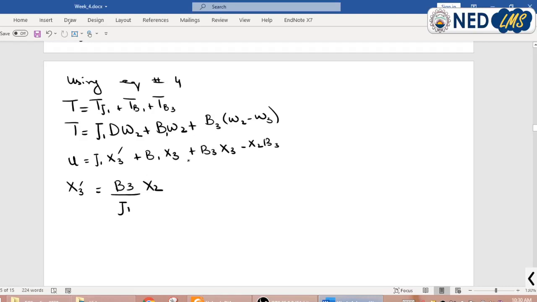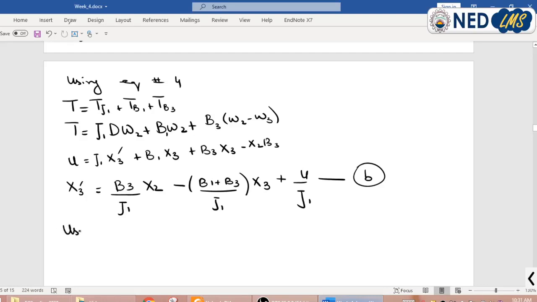Similarly, we have two x3 terms here, which will be minus b1 plus b3 over J1 times x3, and u over J1. This is my equation B. Okay, we have now x3 dash, and we want to evaluate x2 dash now.